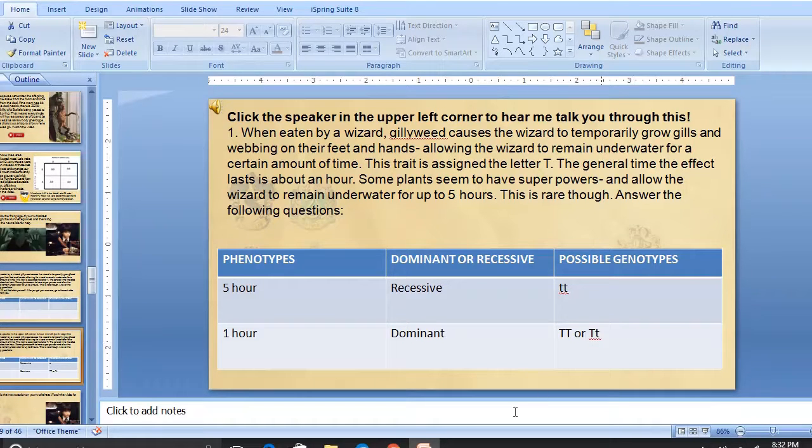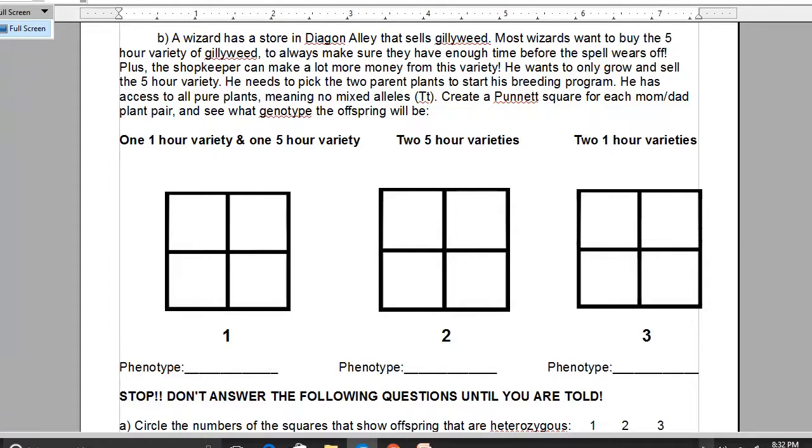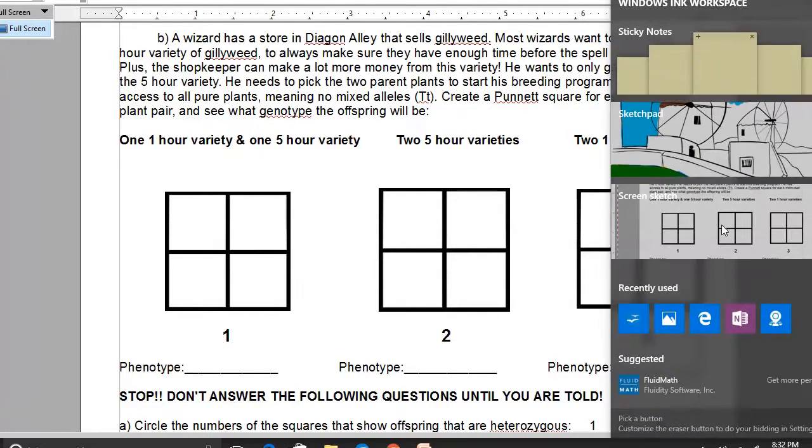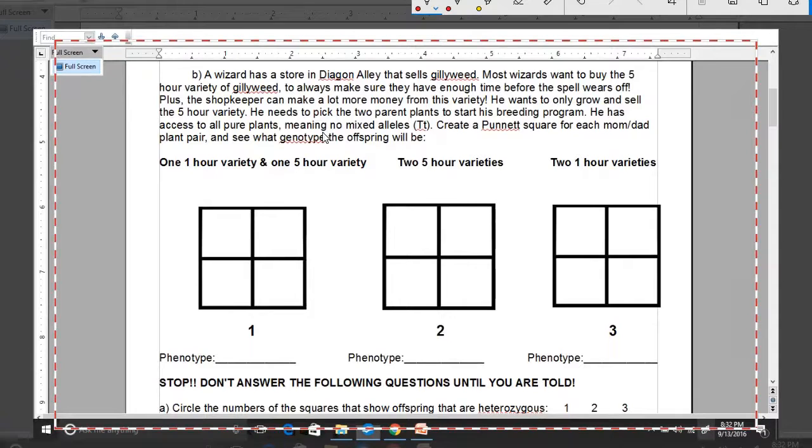Which do we choose? Again, it's easy. Don't confuse yourself. We're only going to choose capital T capital T because he has access to all pure plants, no mixed alleles. So let's write our parents. So we have 1 parent with capital T, we have 1 parent with little t. Okay, stop the video here and complete your Punnett Square. Then start it up again to make sure you did it correctly.